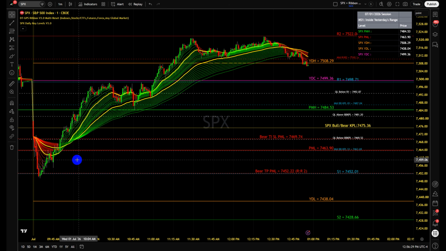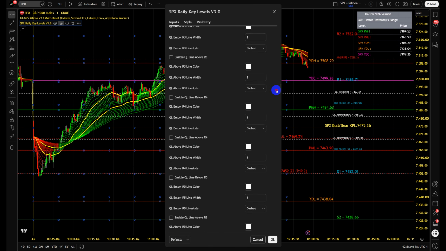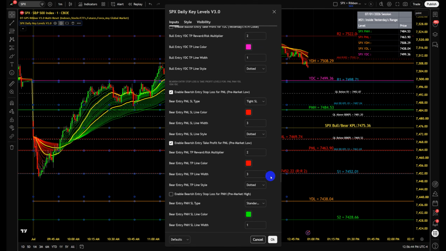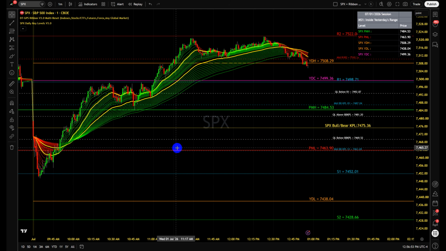Okay, so as we've seen here, we do have this opening trade here. Now we'll go ahead and turn off the PML, PMH here. Okay, so if you were doing the bull bear key price level, it would be QL above or midpoint above for the stop loss.